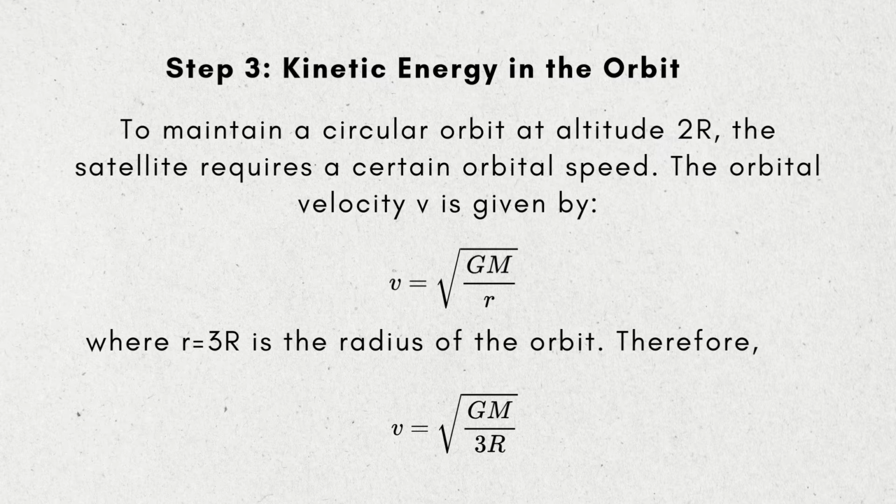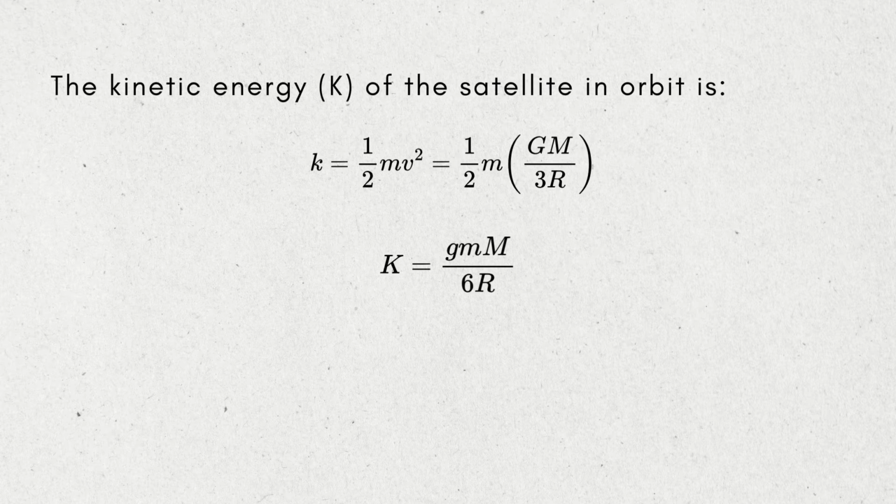Step 3. Kinetic energy in the orbit. To maintain a circular orbit at altitude 2R, the satellite requires a certain orbital speed. The orbital velocity v is given by v equal to square root of GM by r, where r equal to 3R is the radius of the orbit. Therefore, v equal to square root of GM by 3R. The kinetic energy K of the satellite in orbit is K equal to half m v squared. After substituting the value of v, K equal to G m M divided by 6R.